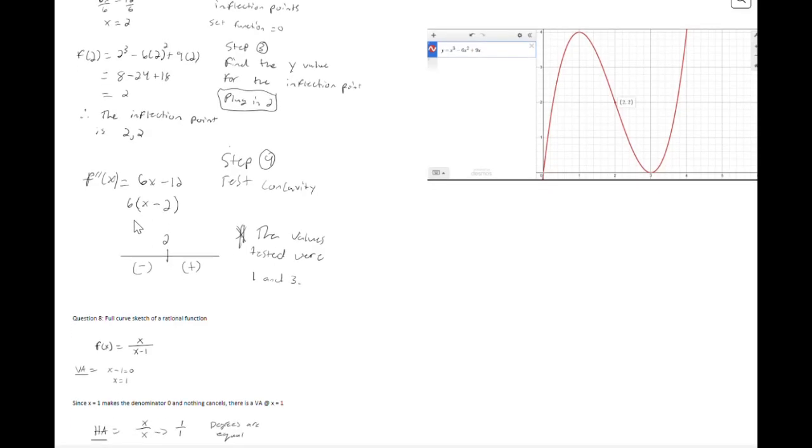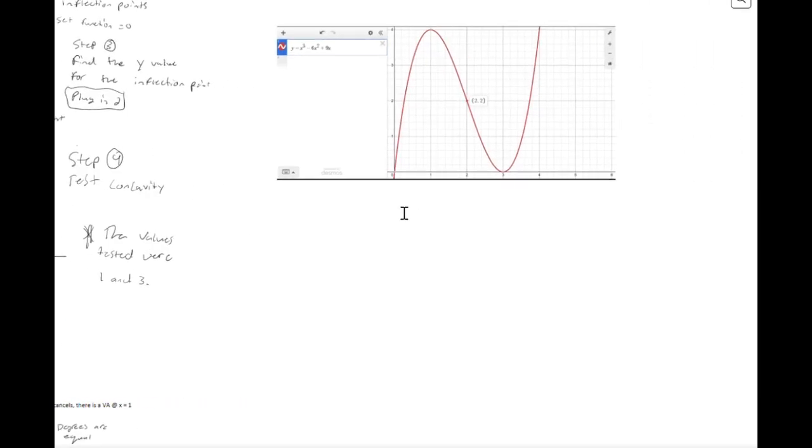After we plug in, as we know before, our x value is 2. Now we can test numbers below 2 or numbers above 2. The values that I tested were 1 and 3, and I plugged them back into this equation. We found out that anything to the left of 2 is going to be negative and to the right is going to be positive. And you can see this reflected in our graph.